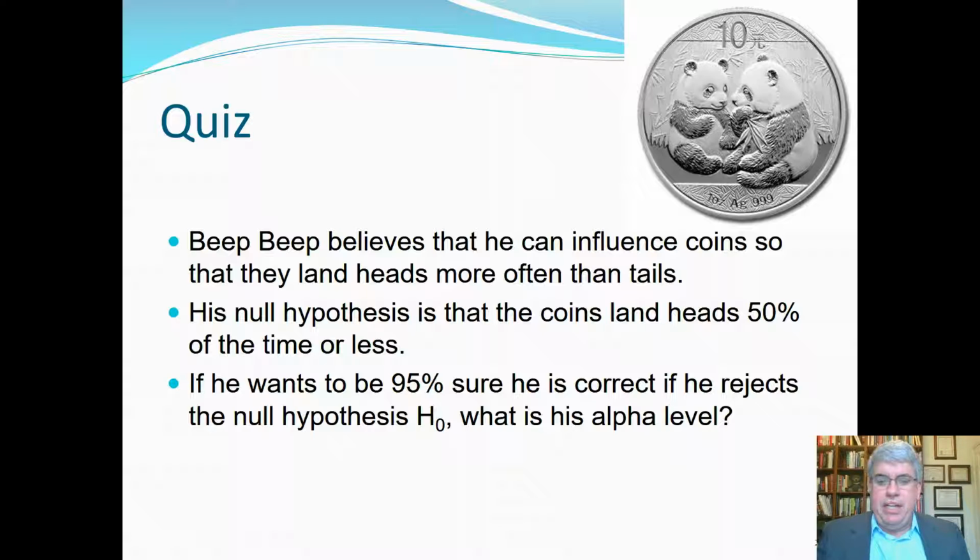Now, if he wants to be 95% sure he's correct if he rejects the null hypothesis, what's his alpha level? Think about that. You're probably thinking, his alpha level is 0.05 or 5%. That's correct. That means that 95% of the time, if he rejects the null hypothesis, he'll be correct, and there's about a 5% chance that he'll be off. We call that type 1 error or alpha error.